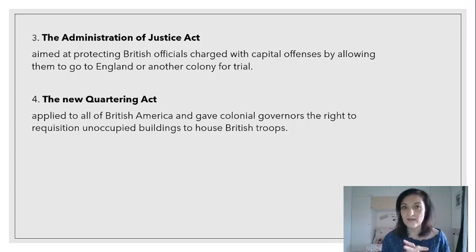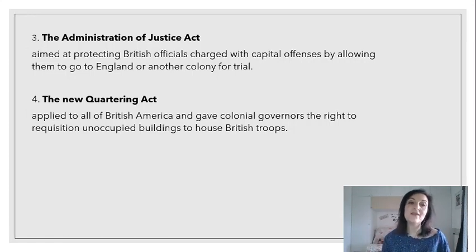How could they be protected? How could this Administration of Justice Act protect the British officials, even though they had been charged with capital offences? It allowed these British officials to be tried, okay, in England, or to go to another colony. So if they had a trial, they could decide to do this trial in England or in another colony.